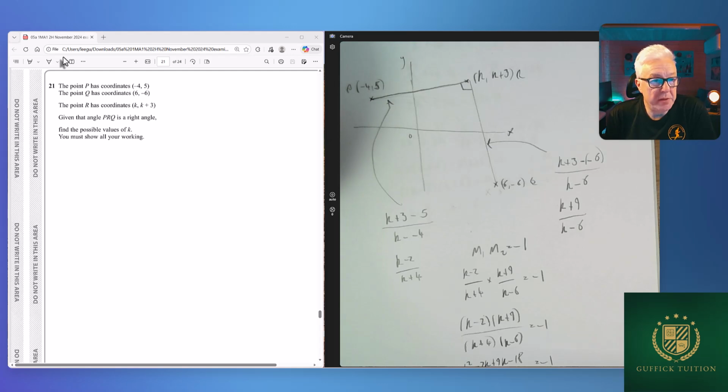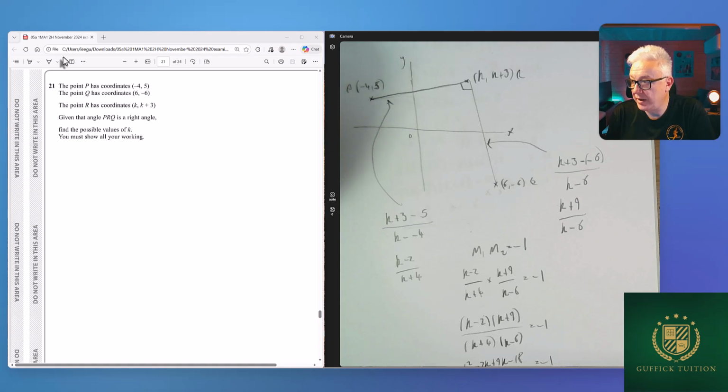So it says the point P has the coordinates -4, 5, and the point Q has coordinates 6, 6. The point R has coordinates (k, k+3). Given that the angle PRQ is a right angle, find the possible values of k. You must show your working.